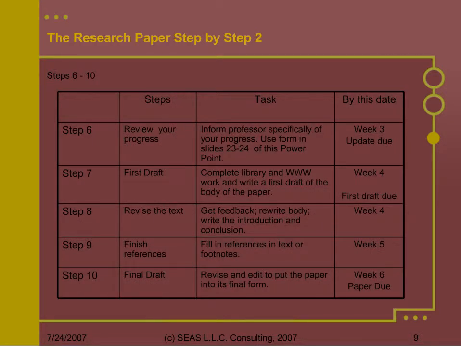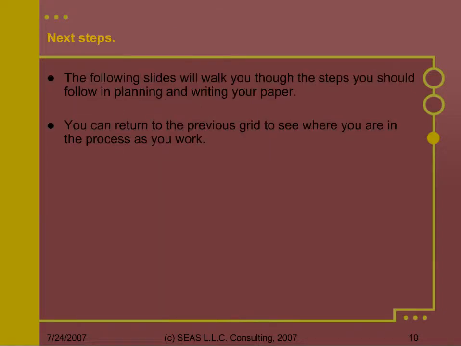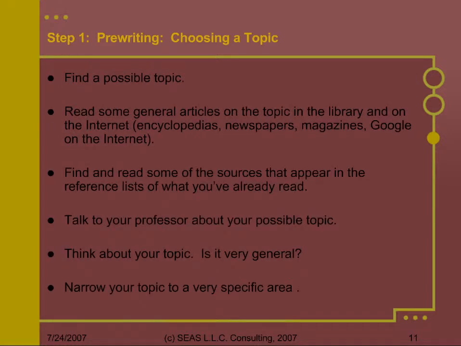Then you continue and you go into reviewing your progress and writing a first draft, revising the text, finishing your references and other things, and polishing it off. As you can see on the right column here, this sort of assumes that you have 6 weeks. If your course happens to be longer than that, you'll obviously be able to add some time for each of these and spread that out a little bit. The next slides are going to walk you through planning and writing your paper. And you can print out that grid, by the way. My suggestion is to print out that grid so that you can check off and see where you are.